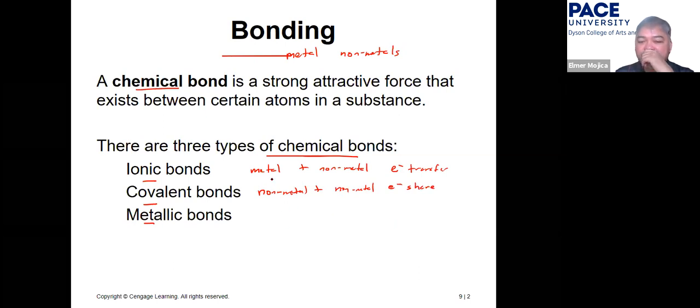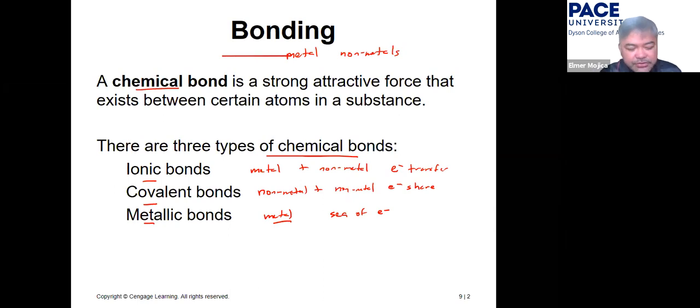Now, the third one, if you have a metal and nonmetal, a nonmetal and a nonmetal, this is the one that exists within the metals. The way that they have here is the so-called sea of electrons. That's what makes metal a good conductor of electricity, because they have electrons that can conduct electricity. Now, we're going to go into details, at least for these two.